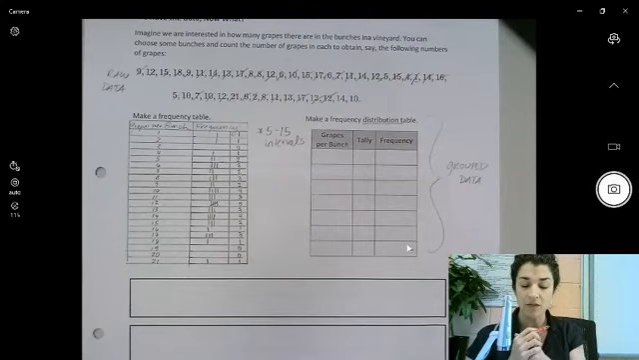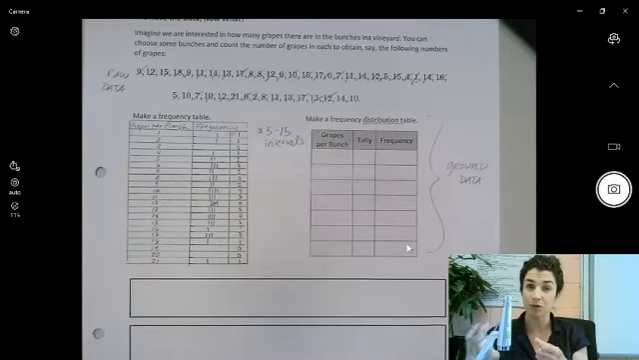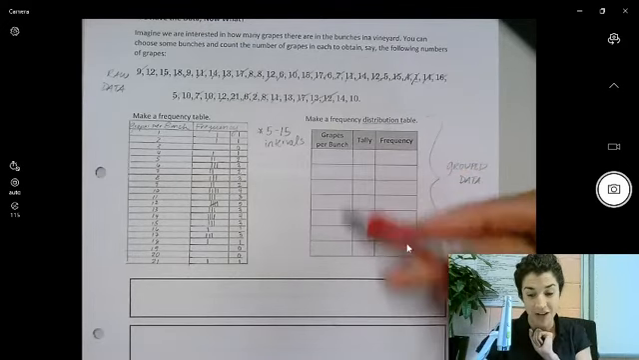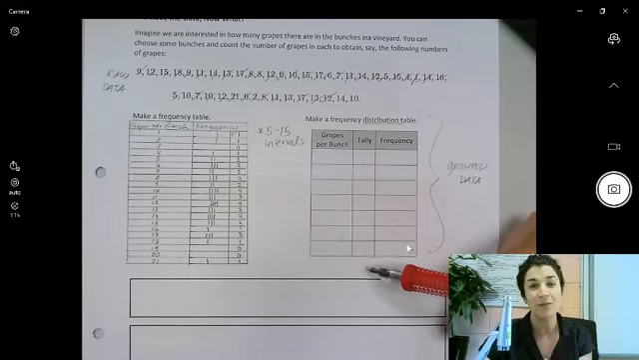So if we divide by 3 would make 7 intervals, right? So if we take 21, divide by 3, we would then get 7 intervals. Notice there's 1, 2, 3, 4, 5, 6, 7 interval spots right here, because I already made the table for you, and that's what we're going to go ahead and do.